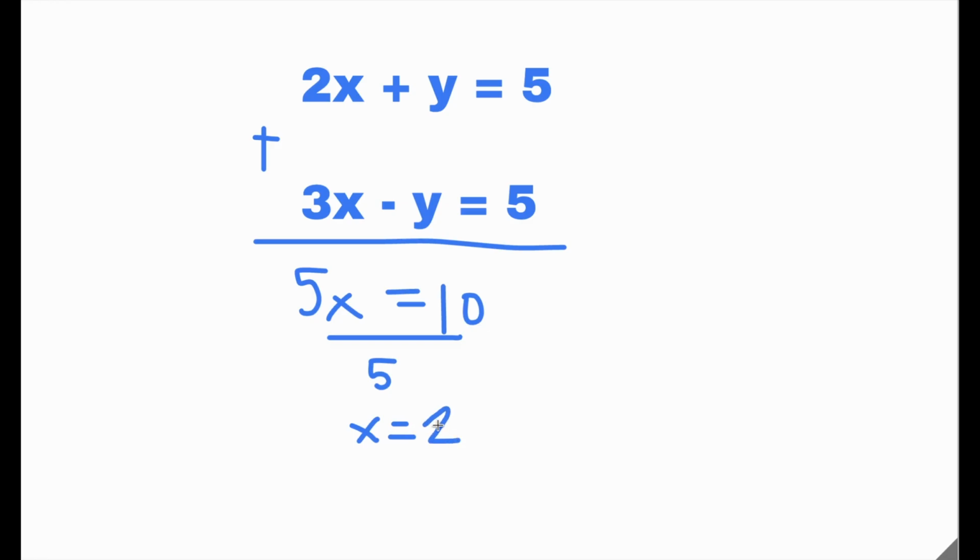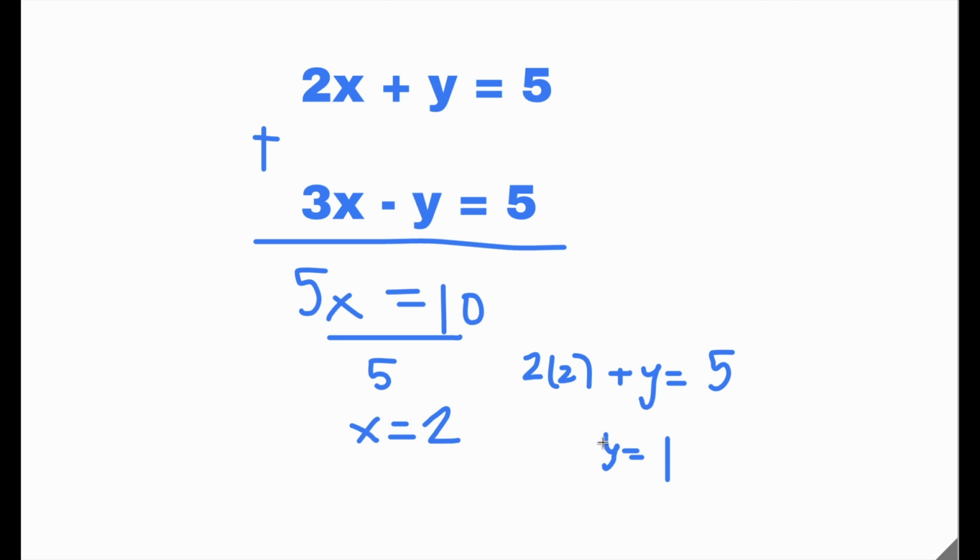And then if we were to plug 2 back into our original equation, we can pick either one. Let's say the first one. I could say 2 times 2 plus y equals 5. And then I would get that this is 4, and I would subtract 4 from both sides. So I get y equals 1. So that's a pretty simple example.